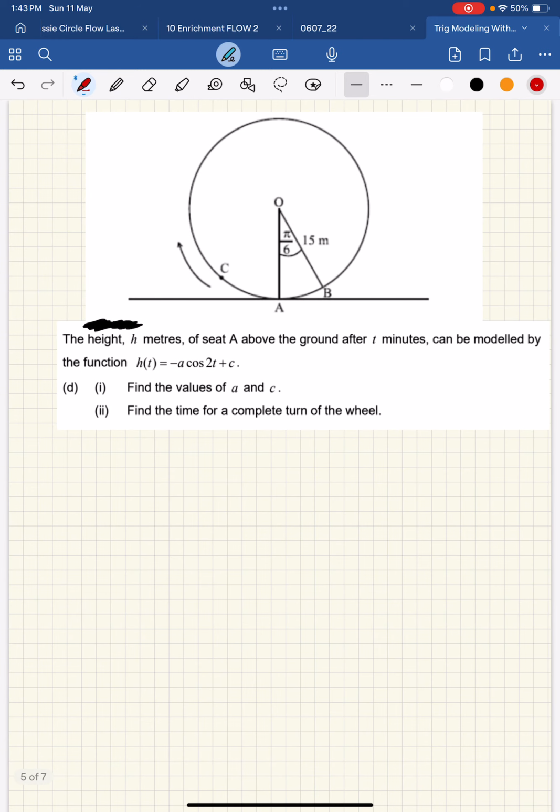Okay, now let's get on to part D. I've got it here. The height h of a CA. So we're still considering CA. Notice the Ferris wheel is rotating this way, and we seem to have a particular model here: h of t equals negative a cos of 2t plus c. So let's unpack what this means. The a here is going to be the amplitude.